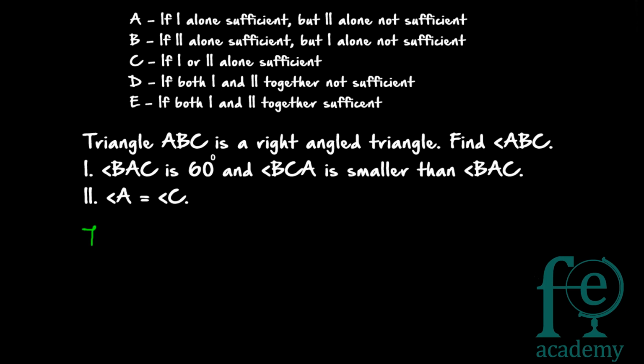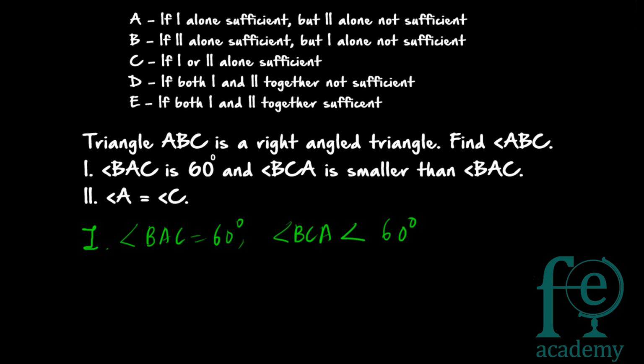Now what is the first statement? Angle BAC is 60 degree and angle BCA is smaller than angle BAC. So angle BAC is equal to 60 degree. Then angle BCA is smaller than angle BAC. That means angle BCA is less than 60 degree. So the first statement is angle BAC is equal to 60 degree and angle BCA is less than 60 degree.